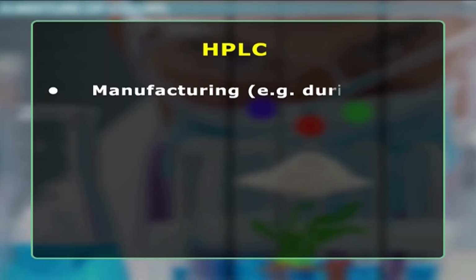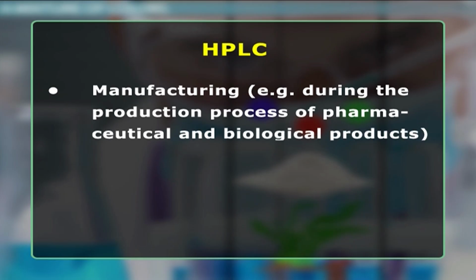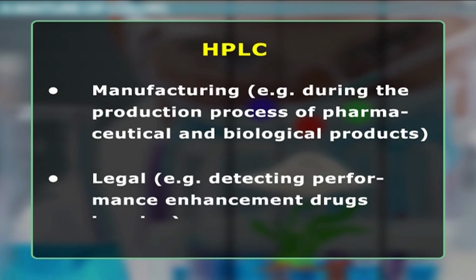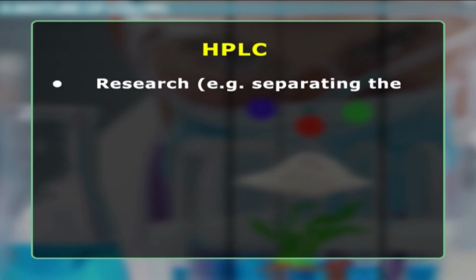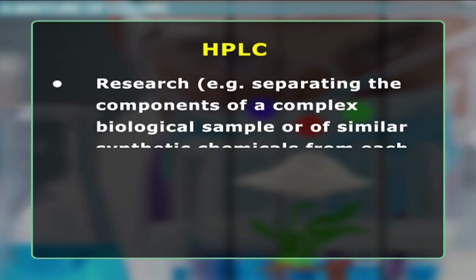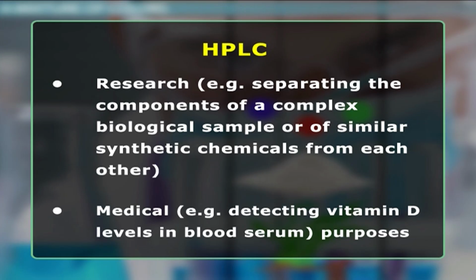HPLC has been used for manufacturing, for example, during the production process of pharmaceutical and biological products. Legal, for example, detecting performance enhancement drugs in urine. Research, for example, separating the components of a complex biological sample or of similar synthetic chemicals from each other. And medical, for example, detecting vitamin D levels in blood serum.